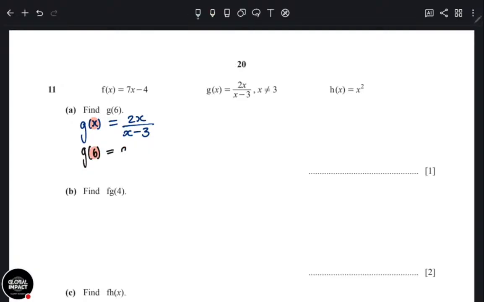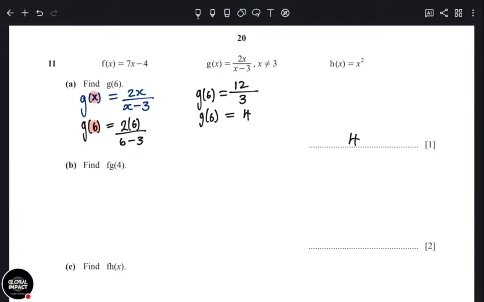Ignore the numbers. So 2 comes back. Here there is x, so we'll put 6. Over, there is x here, so it will be 6 minus 3. Okay? Now we can continue. That means your G of 6 will be equal to 2 by 6, that's 12, over 6 minus 3 is a 3. And we'll get G of 6 being equal to 12 over 3, that's 4. Right, so we have found our answer, which was 4.